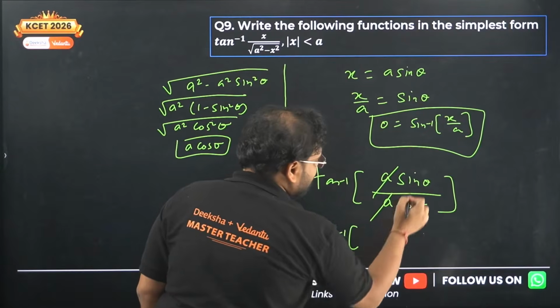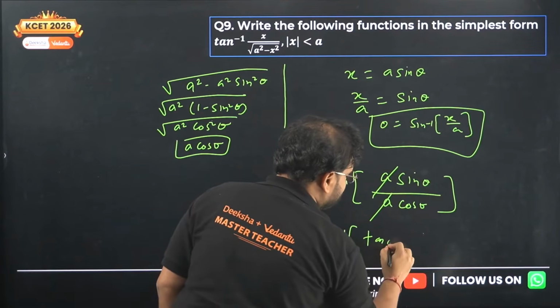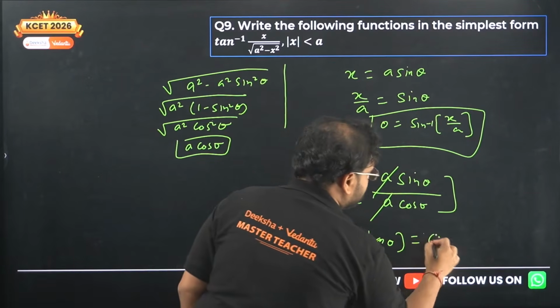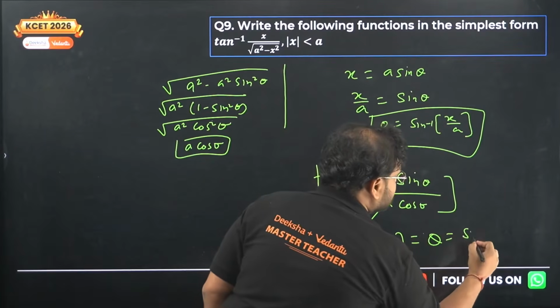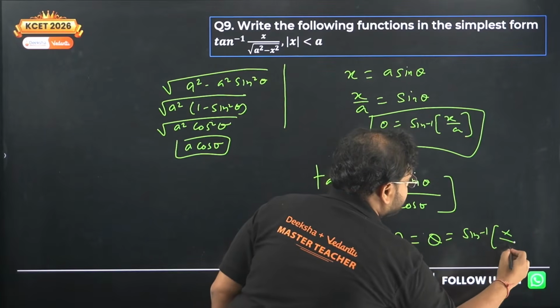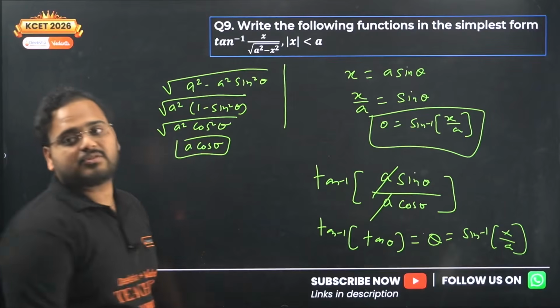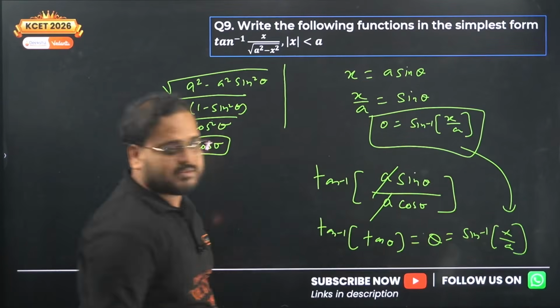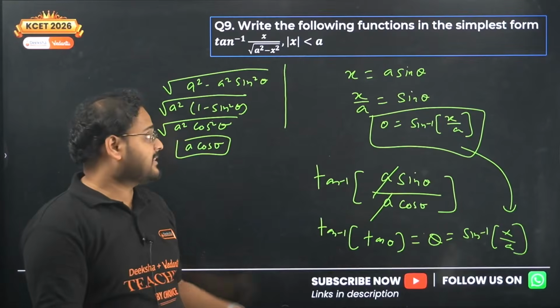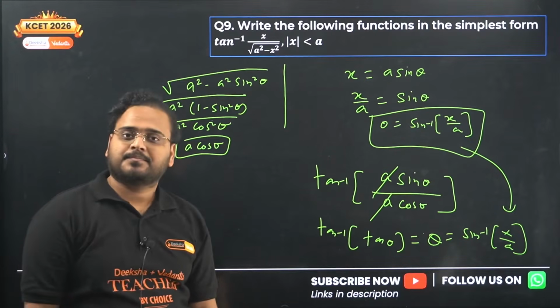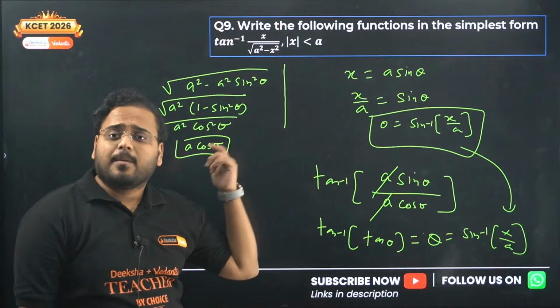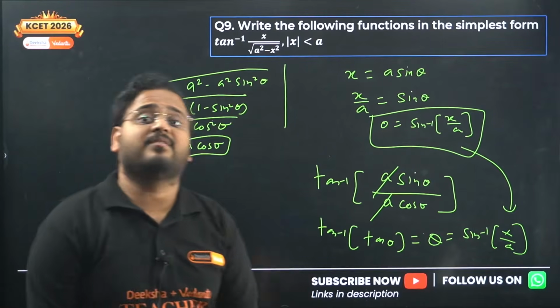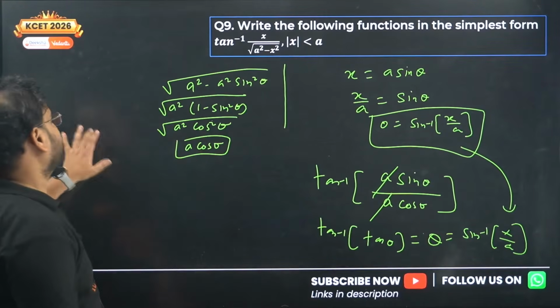Tan inverse of sine by cos, tan theta. What's the answer, sir? Theta. What is theta, sir? Sine inverse of x by a. That's my answer. Clear? This is the simplified answer for this one. Why is it important? It plays a big role in the questions of derivatives, integration, and so on.